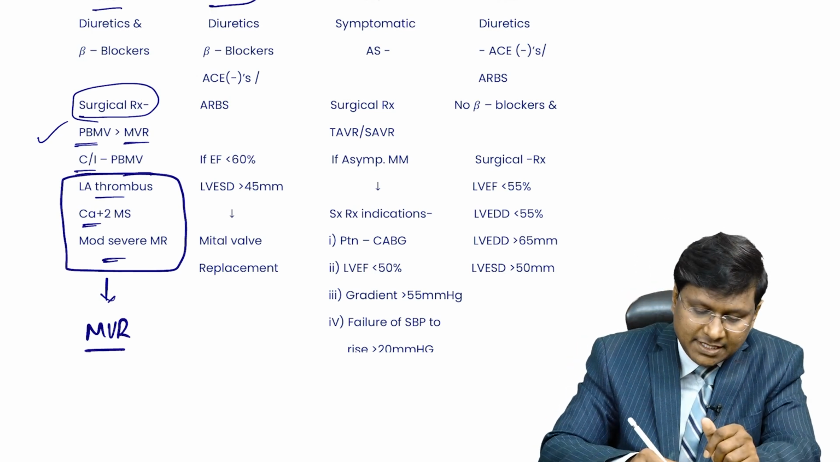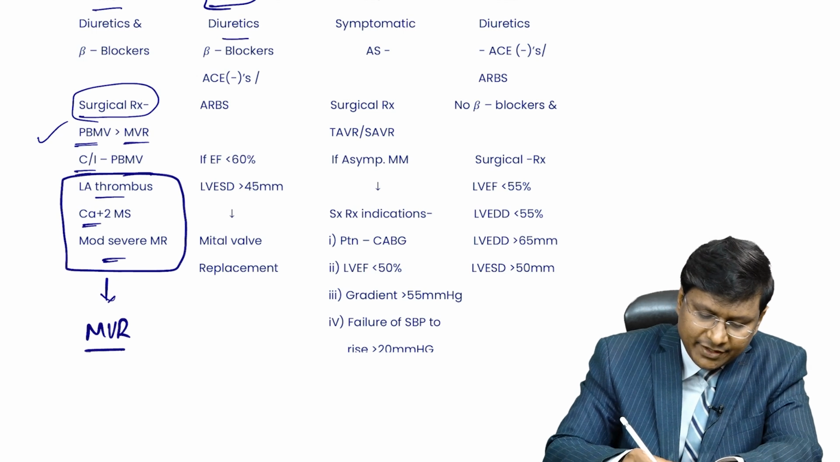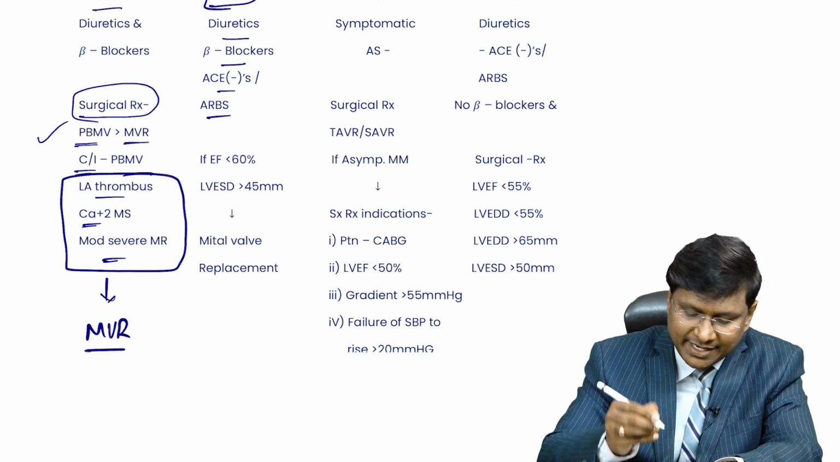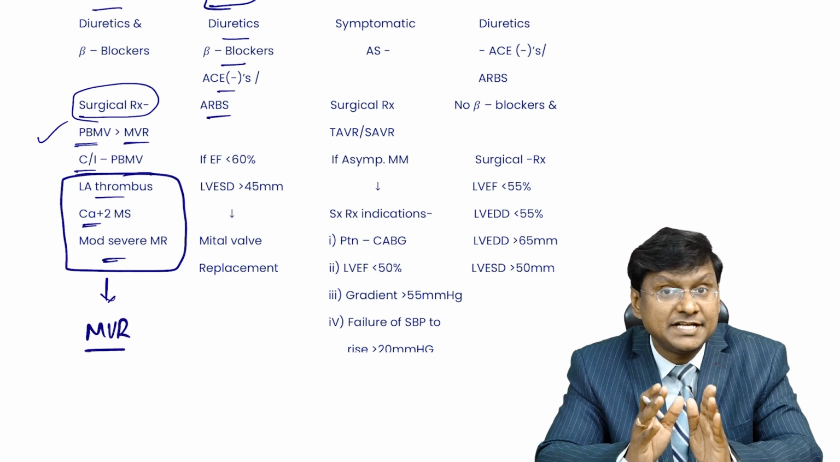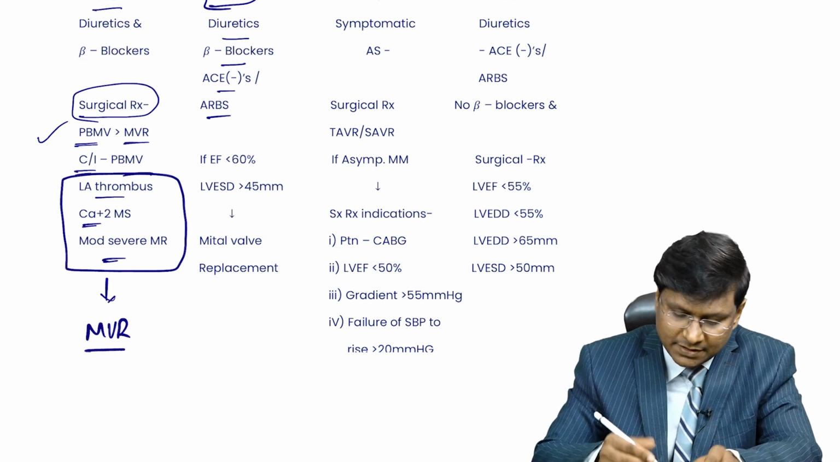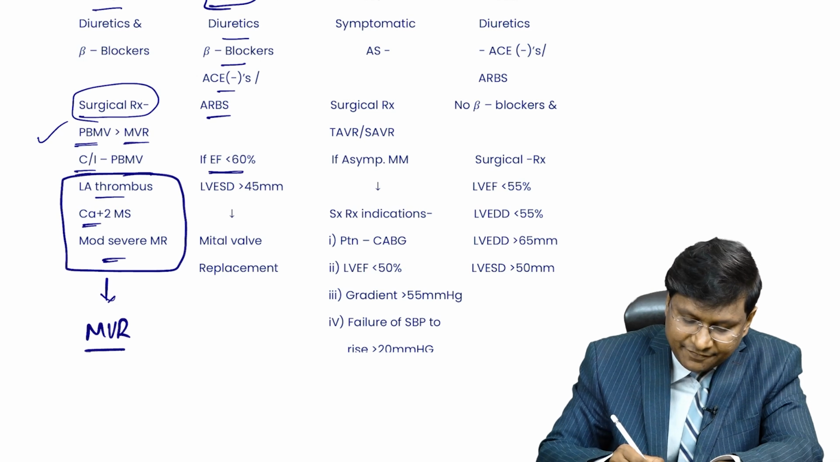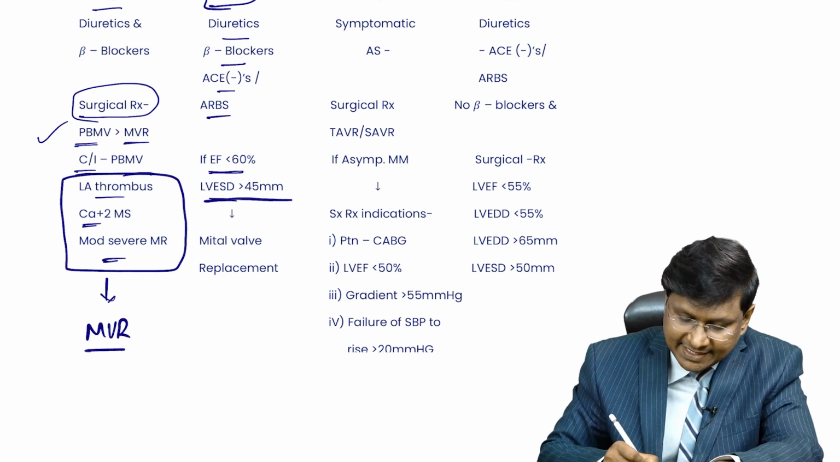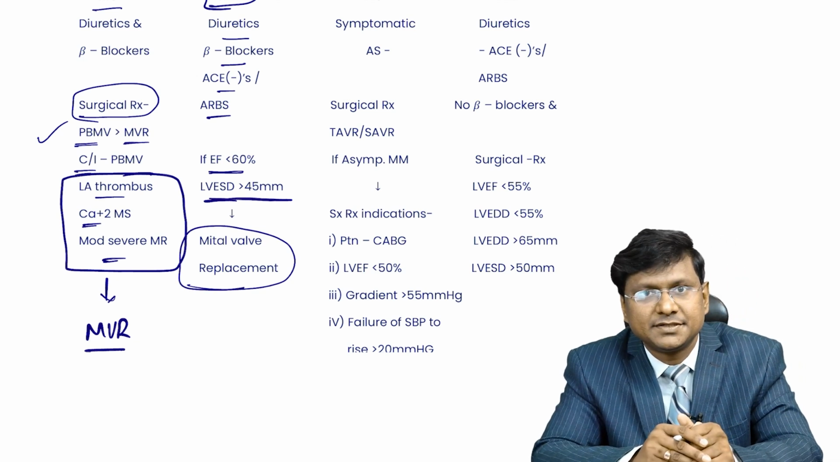Okay, then coming to the MR. In MR also, the drugs that we give are diuretics, beta blockers, ACE inhibitors or ARBs. When do you need to do mitral valve replacement? Mitral valve replacement has to be done if the ejection fraction is less than 60% and if left ventricular end systolic diameter is more than 45 mm. That is the point when you need to plan for the mitral valve replacement, right?